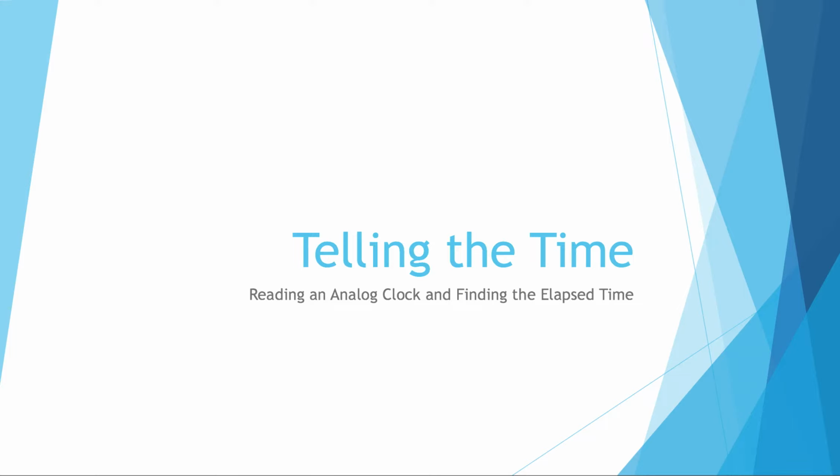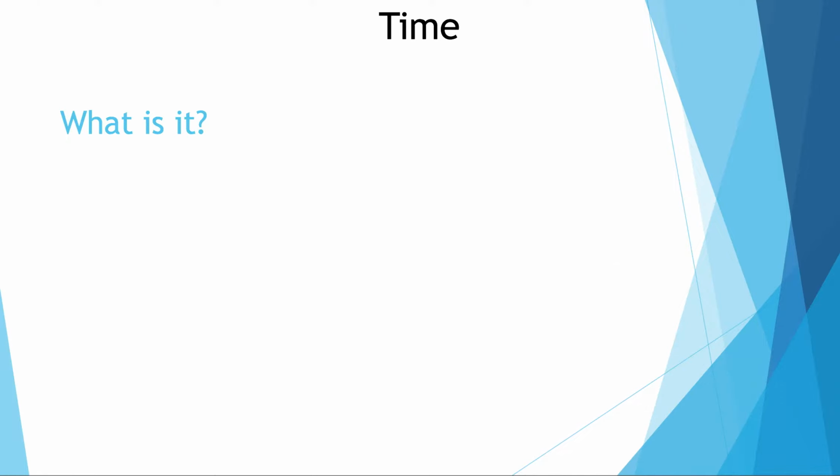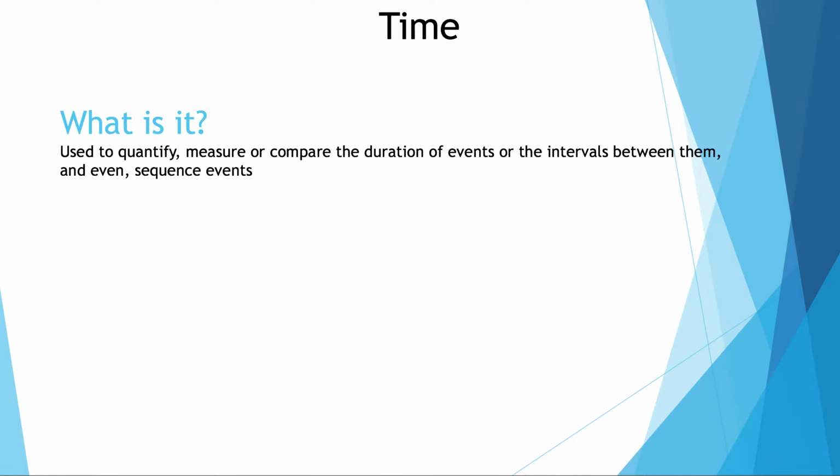Telling the time, reading an analog clock, and finding the elapsed time. What is it? Used to quantify, measure, or compare the duration of events or the intervals between them and even sequenced events. Why? So you can arrive at a location on time.